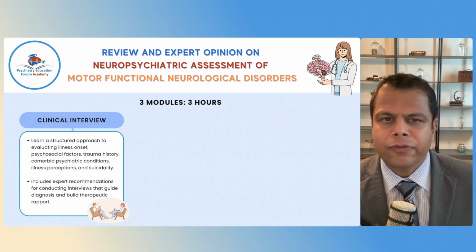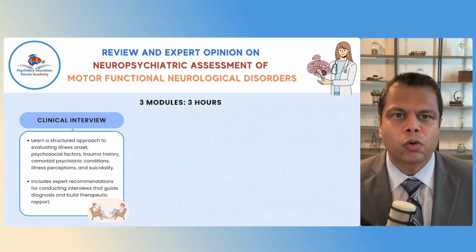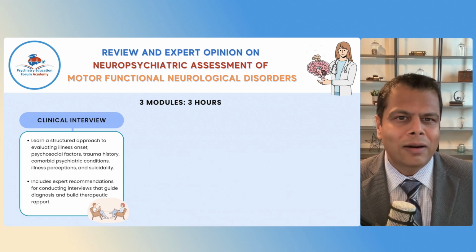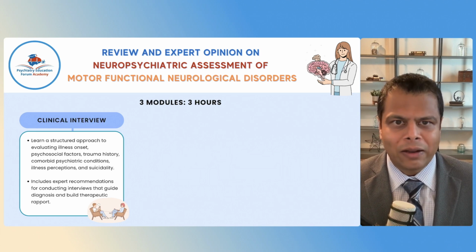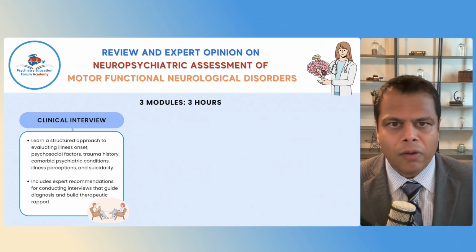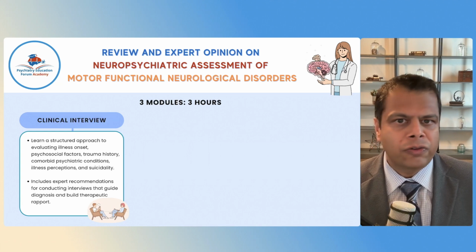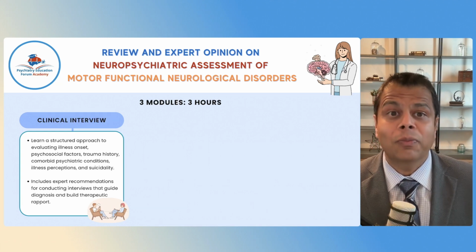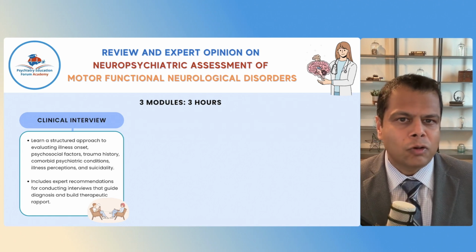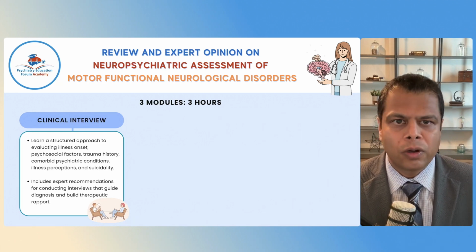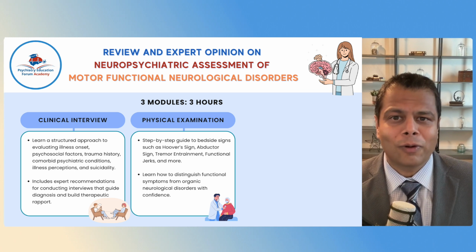The first module will be on understanding how to do the clinical interview and what to include in it. This is a 60-minute module divided into 2 chapters. Here you will learn a structured approach to evaluate the illness in terms of many factors, but a few of them are onset, psychosocial factors, history, trauma history, comorbid psychiatric conditions, illness perceptions, suicidality. It's actually more, so please scroll down and read more. And in the end, I will talk about the expert recommendations on conducting interviews with the goal of helping you guide toward the right diagnosis and building a therapeutic rapport with your patients. This is module number 1, for 60 minutes.